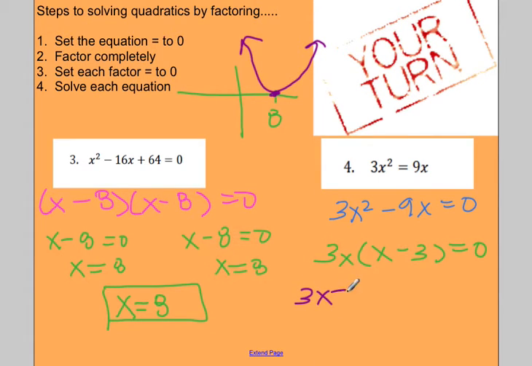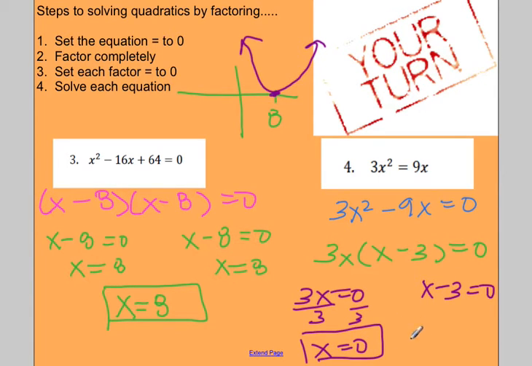So I have 3x is equal to 0 and x minus 3 is equal to 0. To solve for x here, I would divide by 3. 0 divided by 3 is 0, so one option is 0. Or add 3 to the other side, x is equal to 3. Those would be my 2 zeros of my function. Okay. Once again, if you have questions on 3 or 4, write them down and come and ask me.